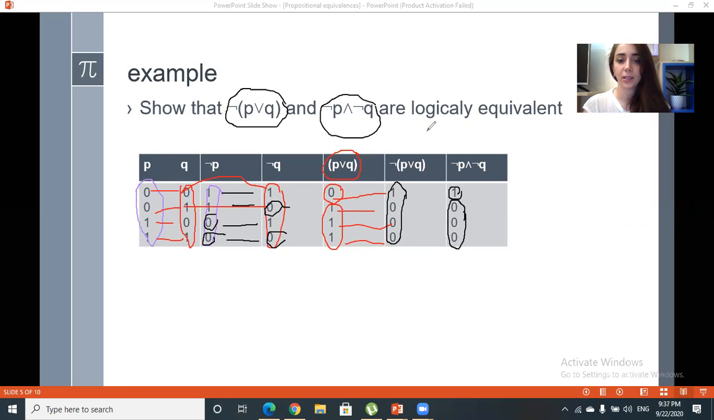You see, these two operations are the same. The truth values of these two operations are the same. So we proved that negation of P disjunction Q and negation P conjunction negation Q are logically equivalent. It means that their results are all the same.